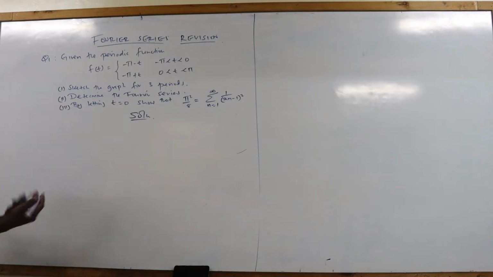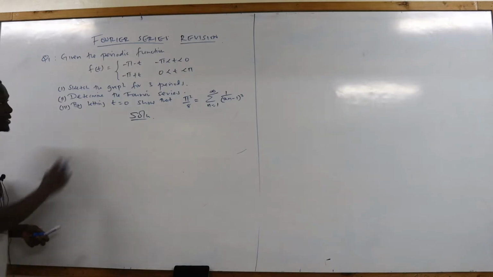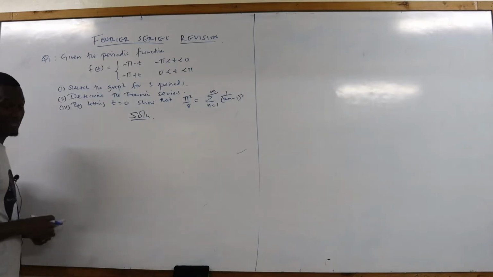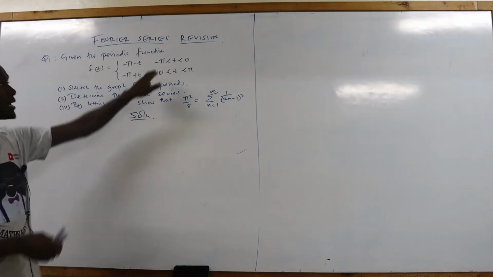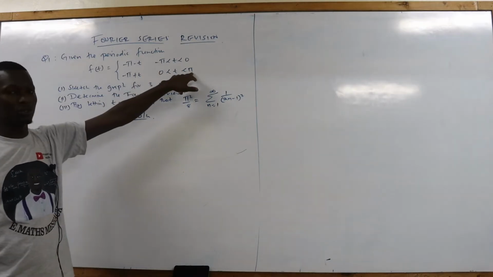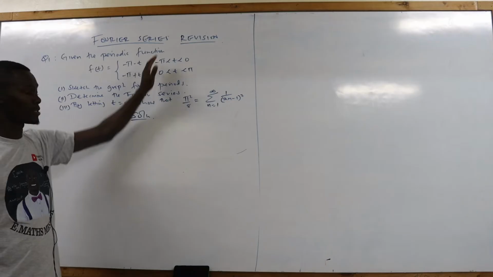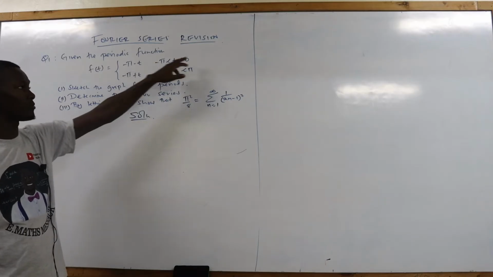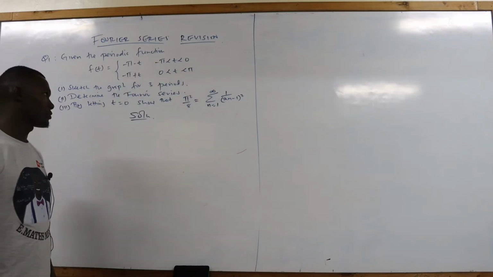First of all, we shall start by sketching. Before we determine the Fourier series, we have some few NBs that we have to know about. Now, sketching, how do you sketch? Remember, these are the limits of your particular function. So we have from −π to 0, and 0 to π, together.